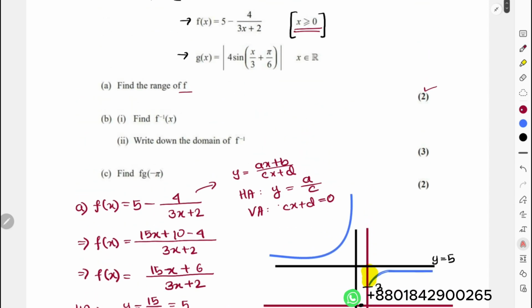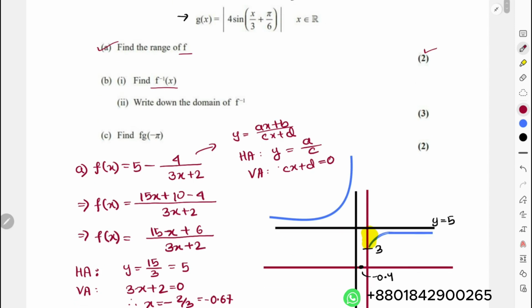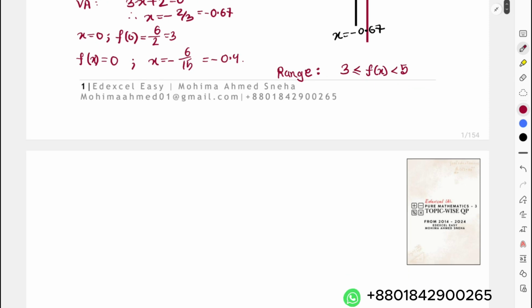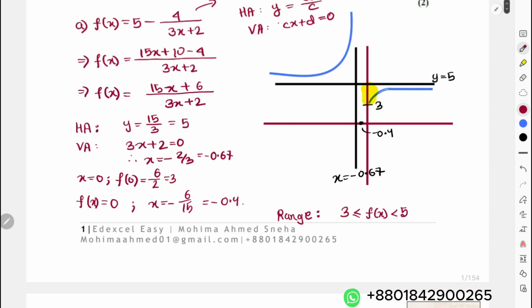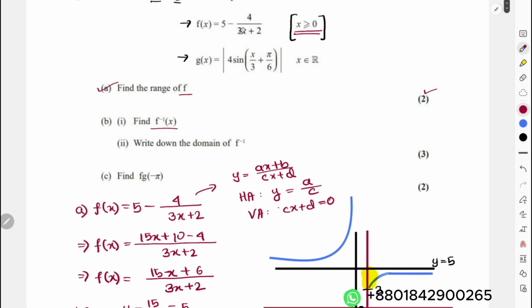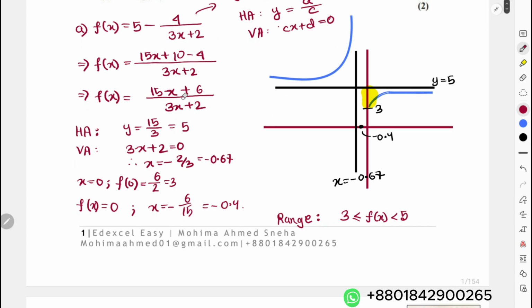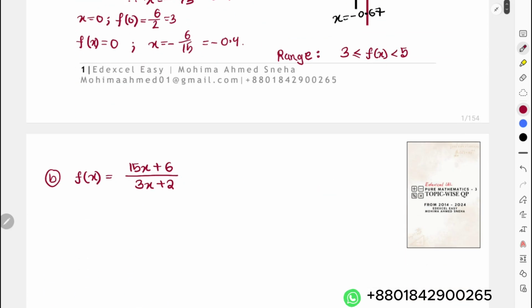After part A, we'll move on to part B1. For B1, they are asking for the inverse function. For the inverse function, this is the basic thing we always do, right? For this one, since I have already done that conversion, f of x is now 15x plus 6 over 3x plus 2, right? I know that f of x was written in this format, 5 minus 4 over 3x plus 2. But I did the LCM, I did the simplification and wrote f of x as a much simpler single fraction, right? So you're going to use this.